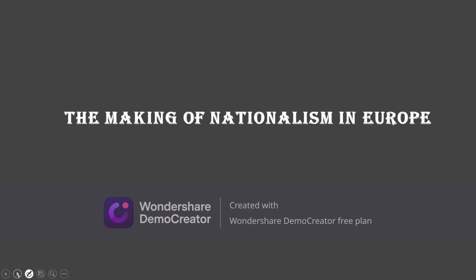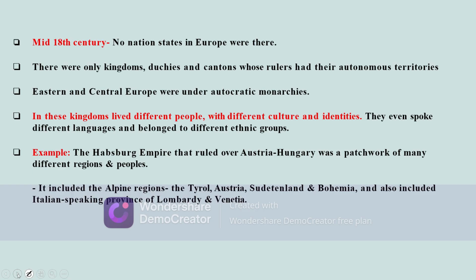The making of nationalism in Europe. That is our next topic. During the mid 18th century, no nation states in Europe were there. There were no nation states. They were divided into kingdoms, duchies, and cantons whose rulers had their autonomous territories. Eastern and Central Europe were under the autocratic monarchies. So, by the kings and queens, they were ruled.